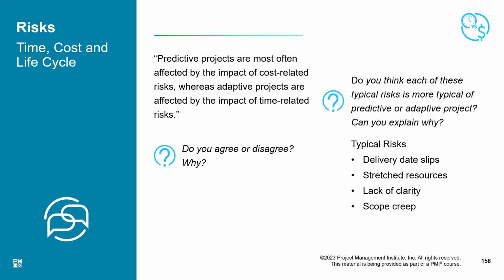Scope creep, what is it? Scope creep is those changes to the scope which have been brought about without a proper change control mechanism, right? So they are unauthorized changes, and we need to fix them as soon as possible.